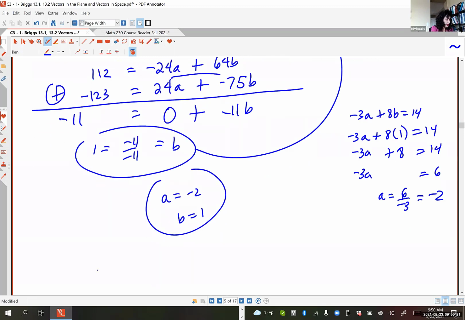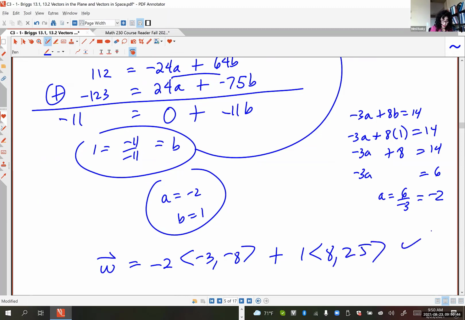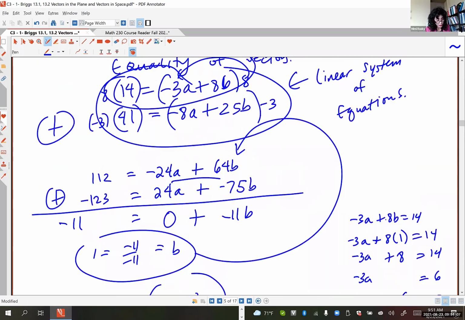So what has to be true right now? w has to be -2 times the u vector plus 1, that's the b, times the v vector. This has to be true. And it is. You can double check it. Okay? So this was a multi-step problem that took a little longer than 2 minutes to solve, but it uses all of your knowledge that we just went over. Vector addition, scalar multiplication, and then solving a system of 2 equations and 2 unknowns from your algebra days, okay?